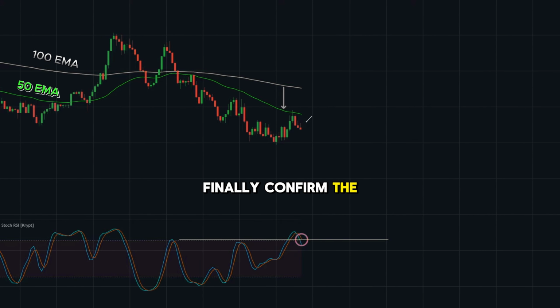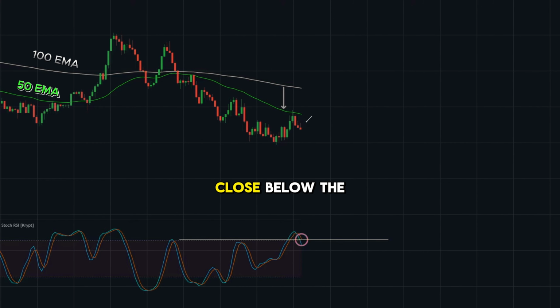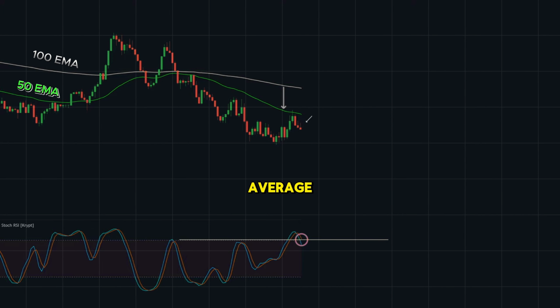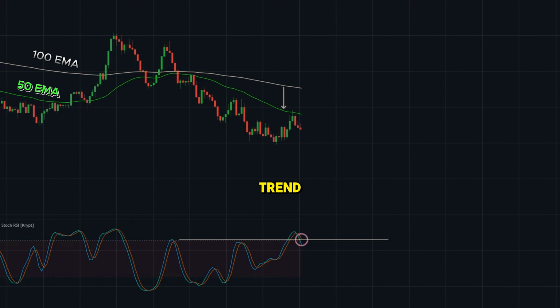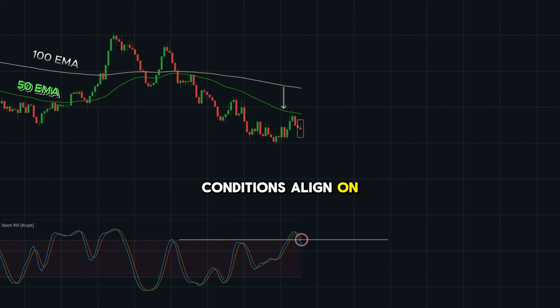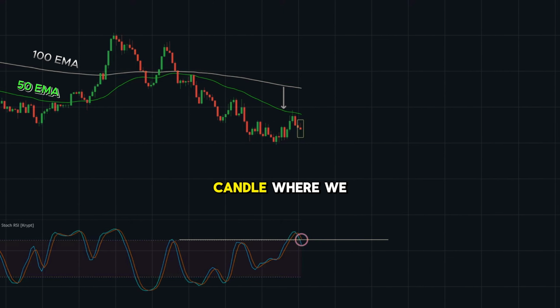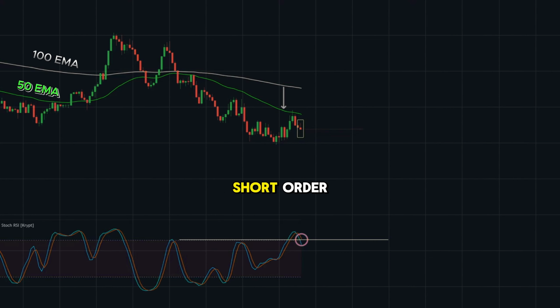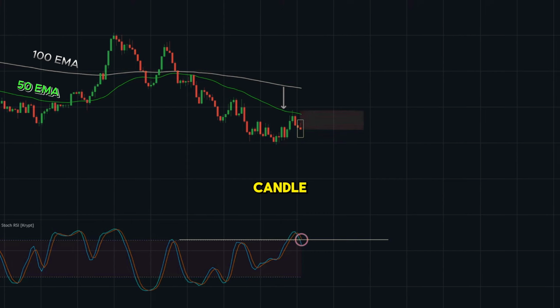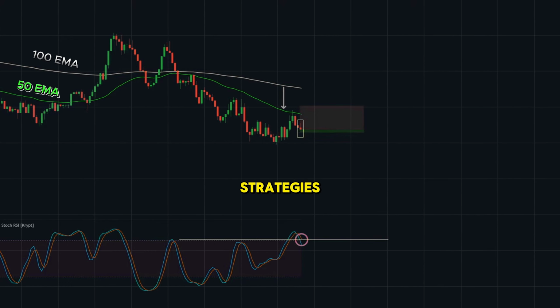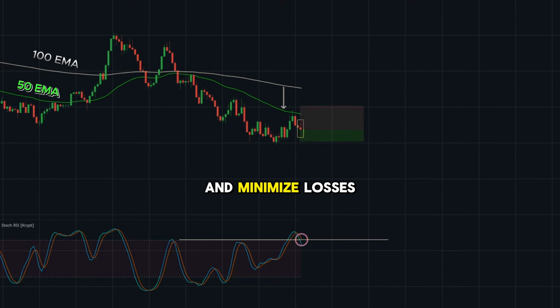Finally, confirm the price action. The price must close below the 50-period moving average, validating the strength of the downtrend. When all these conditions align on a specific candle, this is the candle where we will enter the trade by opening a short order at the open of the next candle. Remember to use your risk management strategies to take profits effectively and minimize losses.